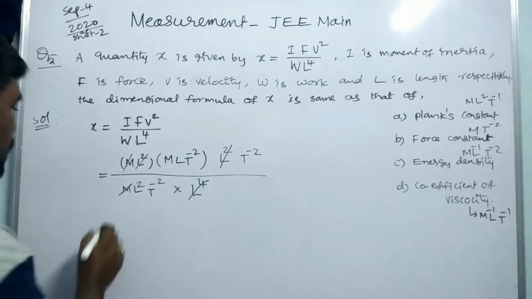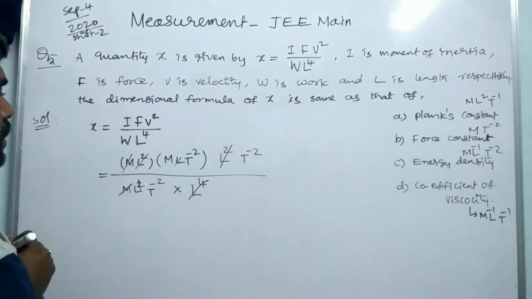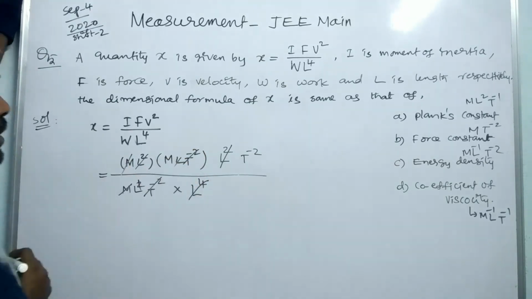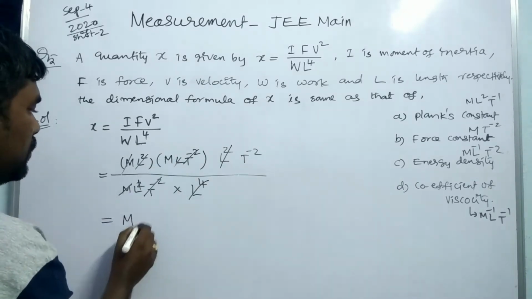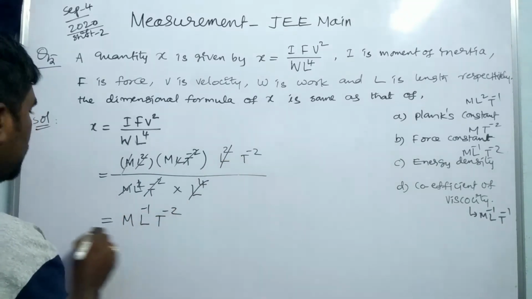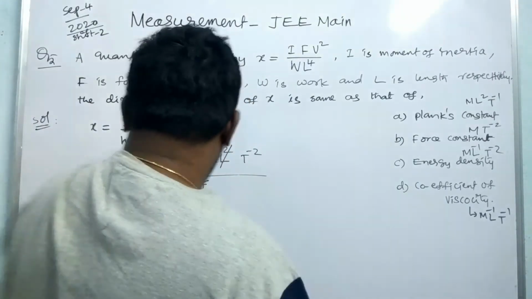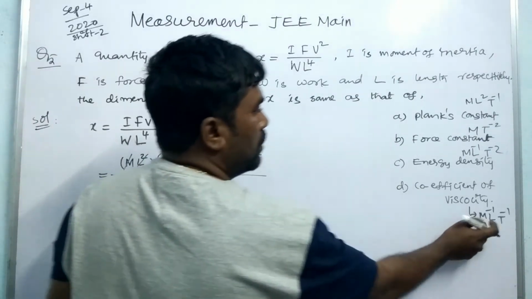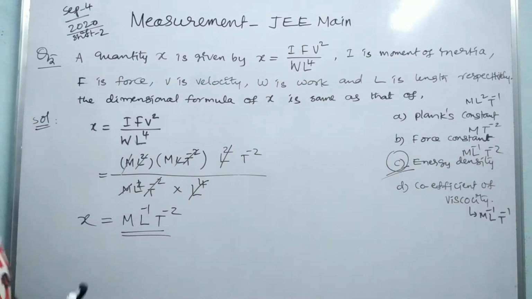This M and M will be cancelled. Okay. So here L is there. This L and this square will be cancelled. This T minus 2 will be cancelled. Just write it: there is M, this L is L minus 1, and here T minus 2. So this is the dimensional formula for x, which is M L minus 1 T minus 2. So this is the energy density. It is equal to energy density. Very important question and very easy question. Okay. This is September 4, shift 2.